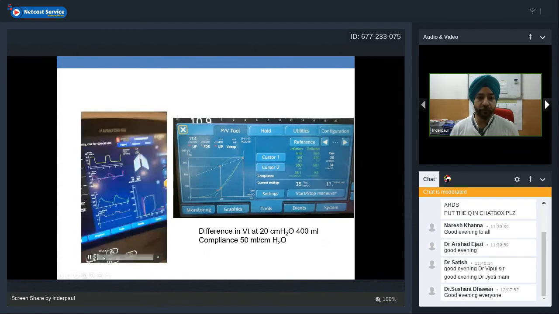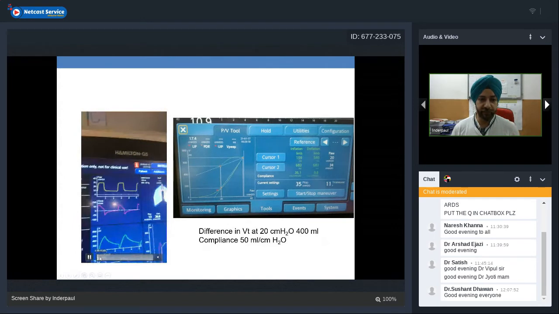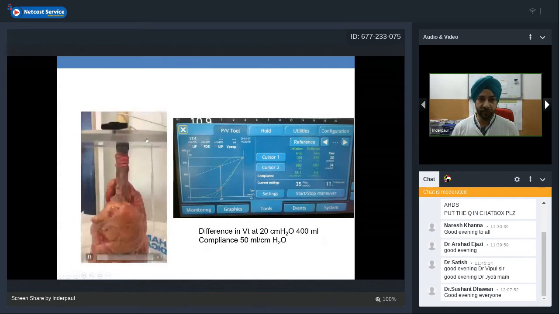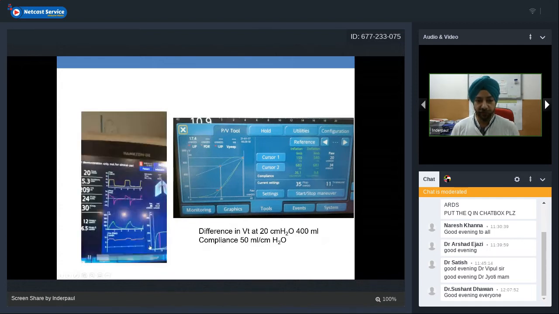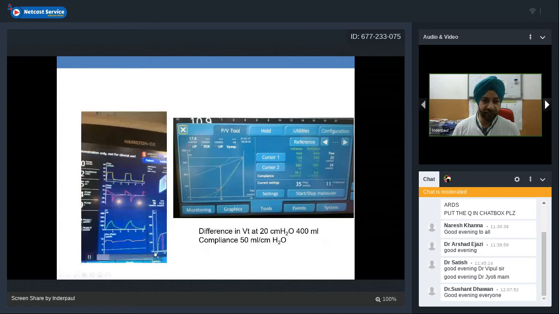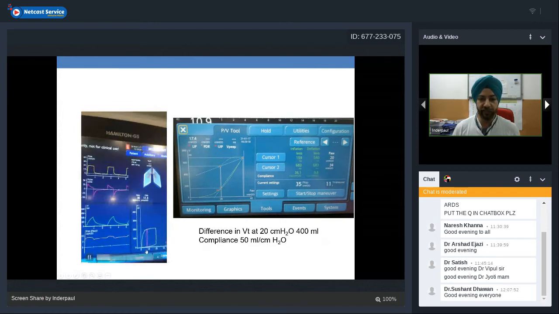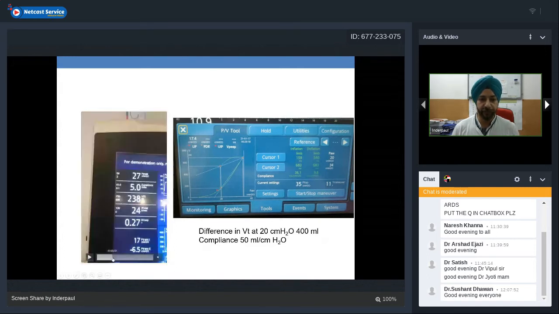So this is a goat model of ARDS. I will just show you why we should do recruitment. Okay, so this is the goat lung. This is getting ventilated. Okay, and this is the esophageal balloon. You can see the volume and the pressure curve. The pink one is the reading of the esophageal pressure monitoring, and this is the normal pressure monitoring that we see of the lung. Okay.